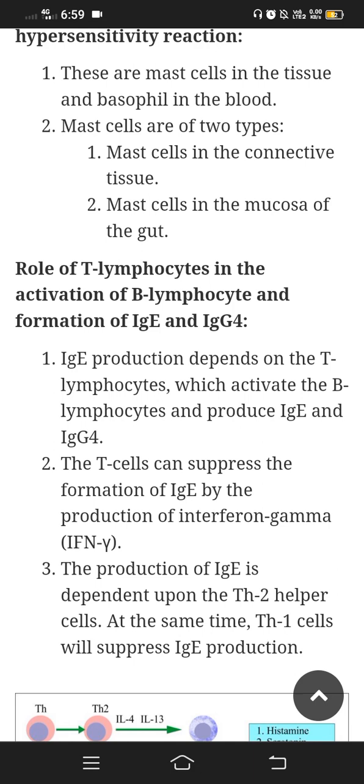Role of T lymphocytes in activation of B lymphocytes and formation of IgE. IgE production depends on the T lymphocyte, which activates the B lymphocytes and produces IgE and IgG.